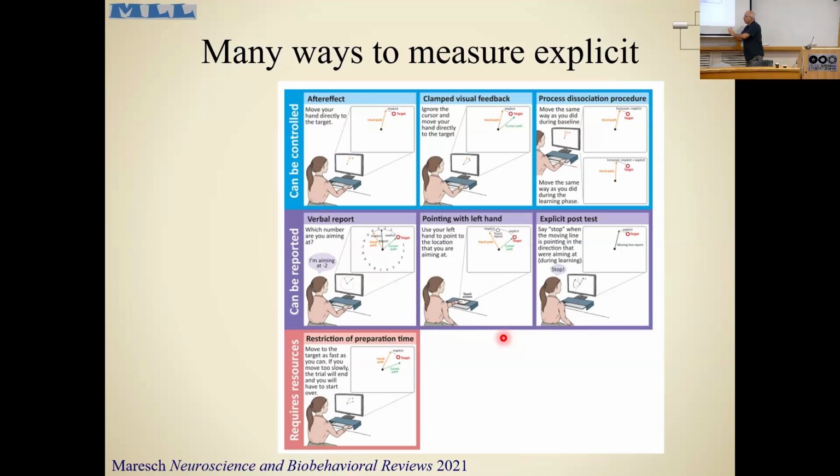So that would be in purple, can be recorded. There's another whole set of measures where what I'm doing is asking you to stop. So please don't use any strategies. Please aim directly for the target and not anywhere else. And those sorts of tests, you can put under can be controlled.